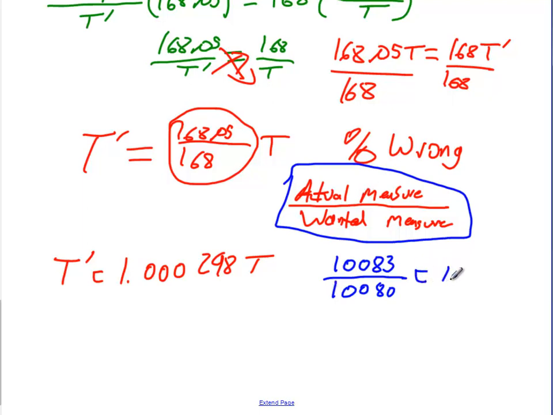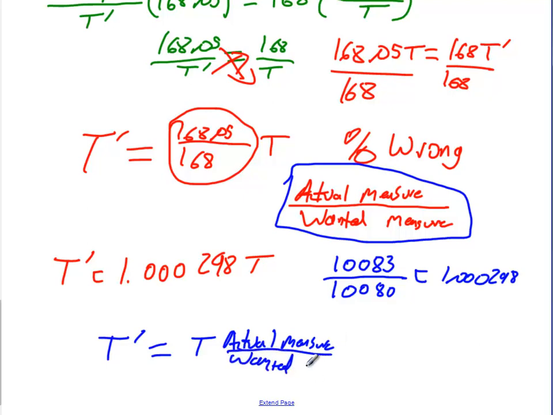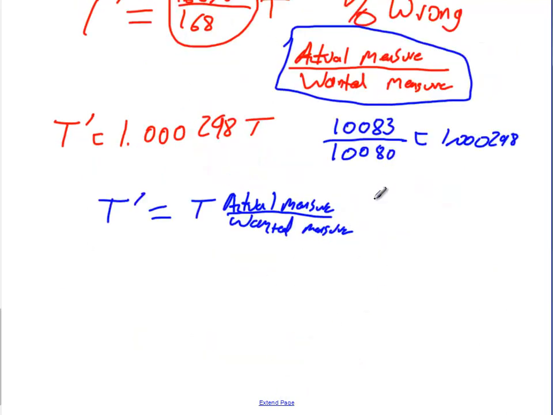This is 1.000298. So basically, what I'm telling you is T prime, or the new period, is given by the old period times actual measure over wanted measure. Usually your wanted measure is going to be 24 hours or whatever. It depends on how the question is phrased.